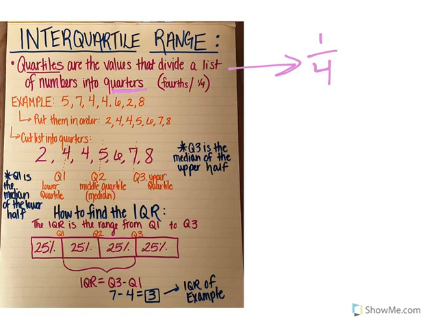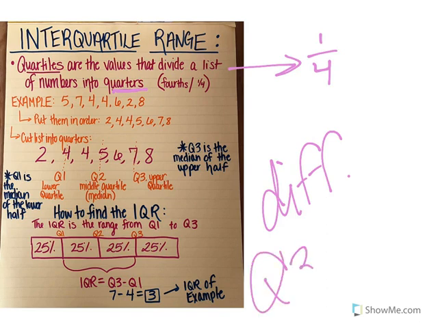The whole purpose of doing this is to then find the IQR, or the interquartile range. The interquartile range is the range or difference, so we'll have to use subtraction, between quartile 3 and quartile 1. This portion is representing that middle 50% of your data set.